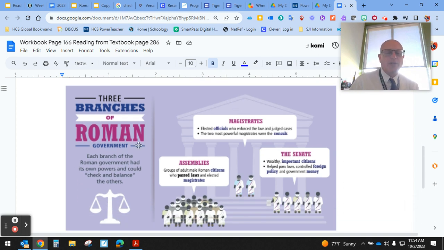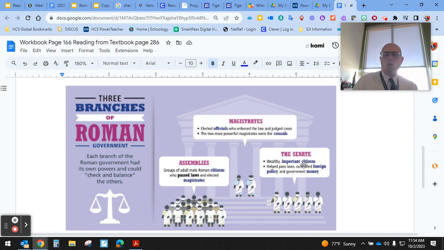So what are the three branches of the Roman government? Each branch of the Roman government had its own powers. We call that separation of powers and checks and balances. So one branch was the magistrates, elected officials who enforce the law and judge cases. The two most powerful magistrates are the consuls. You had the assemblies, groups of adult male Roman citizens who passed laws and elected the magistrates. So these assemblies were your representatives. They passed the laws and they elected the magistrates.